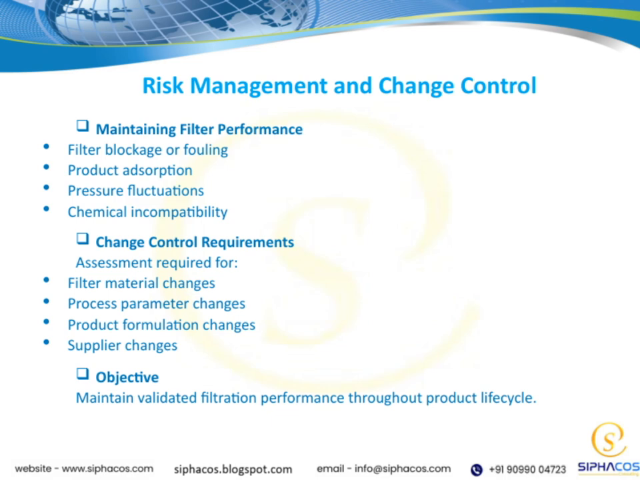Moving on to change control requirements, any alterations in the process require proper assessment. For example, if we change the filter material, we need to evaluate how it impacts performance. The same applies to process parameter changes. Adjustments in flow rates or pressures need careful review. Changes in the product formulation may alter filtration needs, and even supplier changes require thorough evaluation to ensure quality and consistency are maintained. The ultimate goal here is clear.